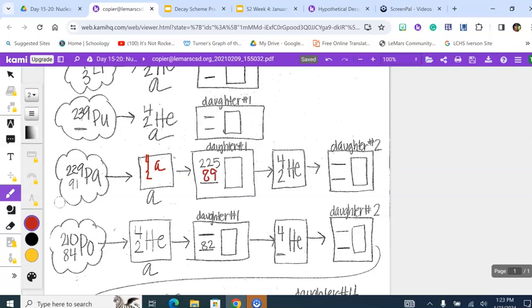What's 89? AC. What's this one? 87. Francium. Okay.